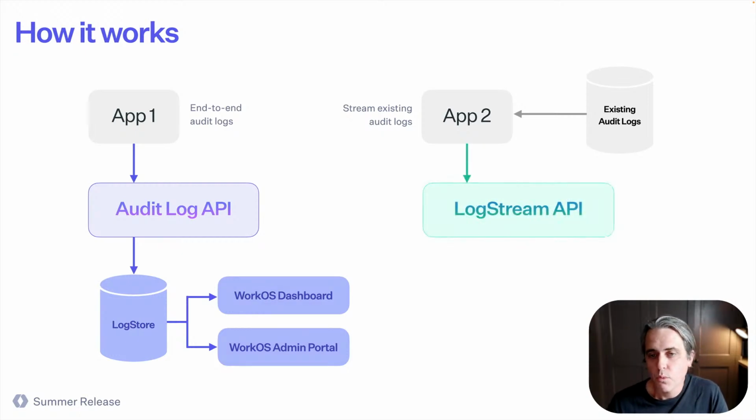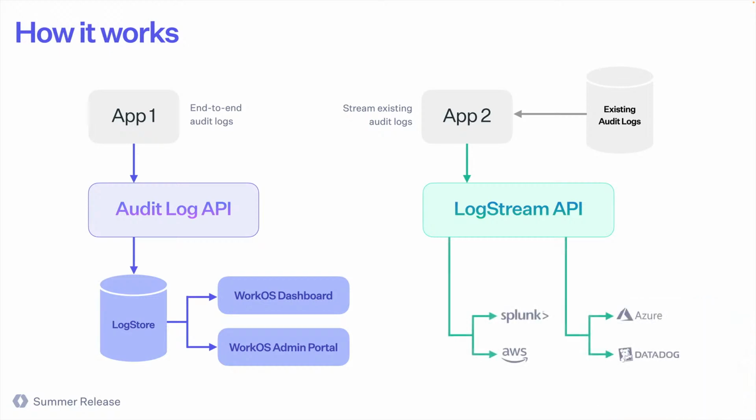App 2 would send their existing audit log events to the Log Streams API. That event data would then be normalized and made available to various third-party services that enterprises are already using to manage their logs. If App 1 also wants to connect their audit log events to a stream and stream them to a third-party service, they can also use the Log Streams API to do this.